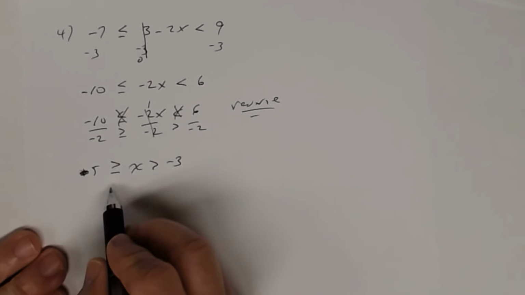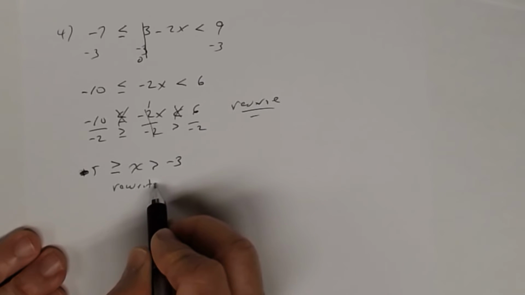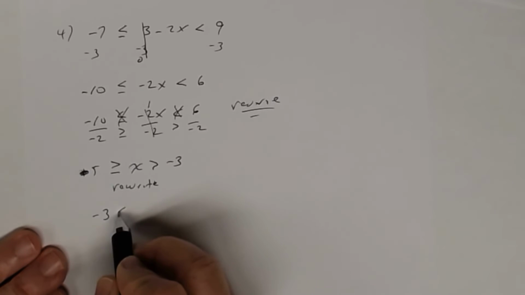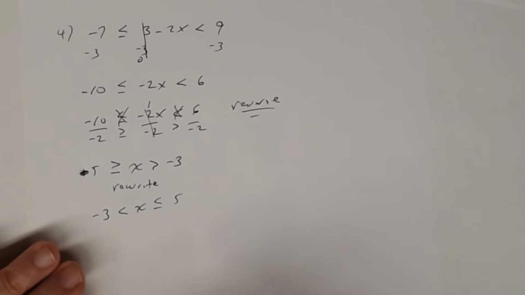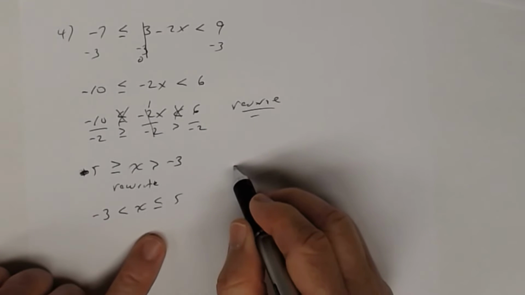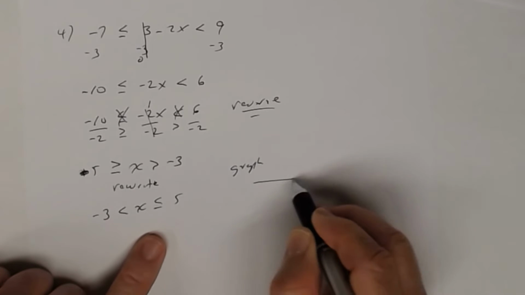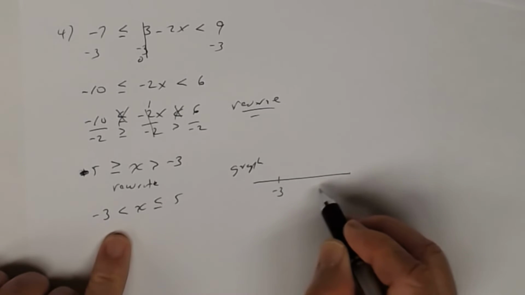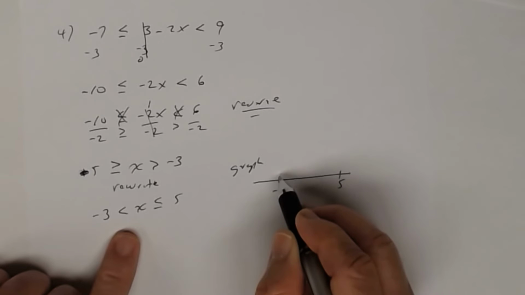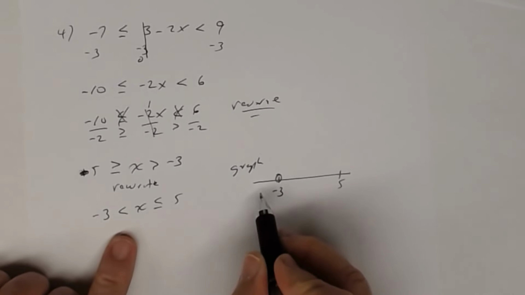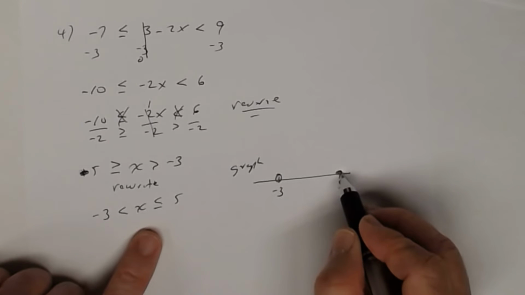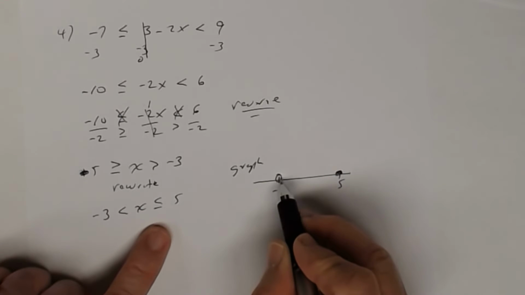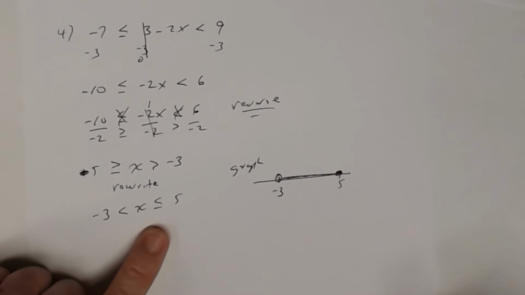All right, so rewriting this, I get -3 is less than x is less than or equal to 5. So I always go from smallest to largest. And then now I can graph very easily. So my graph will be any real number between -3 and 5, not including -3. So notice the open circle because there's no equal sign, but including 5 because of the equal sign. So there's a closed circle, and then shading everything between them.